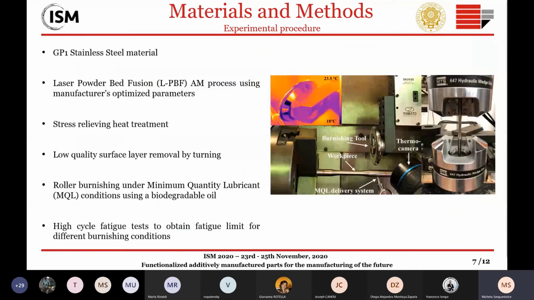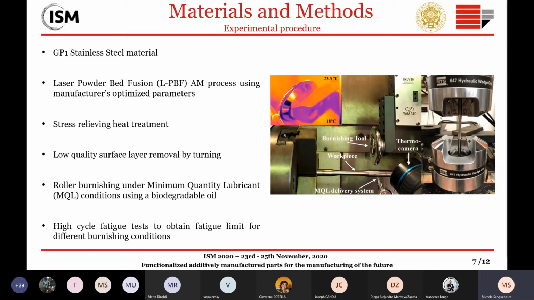The material used in this work was GP1 stainless steel in the form of metallic powder, which was processed using a laser powder bed fusion process. The samples, once removed from the sintering substrate, have been stress relieved and machined in order to remove the external layer, which results in unmelted powder residuals, thus preparing the surface for the following process, which is roller burnishing.